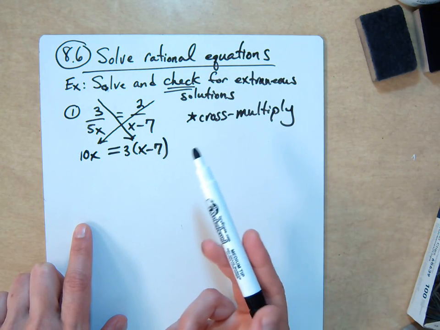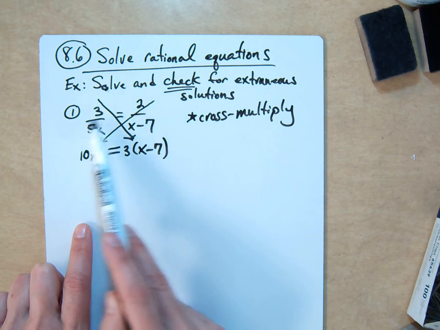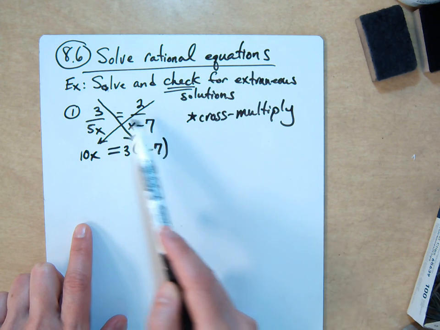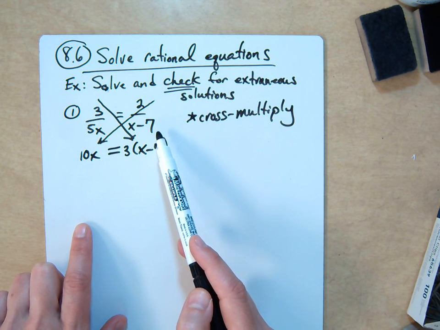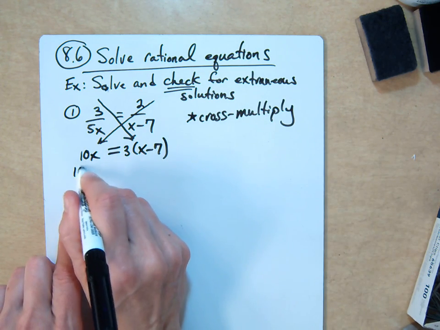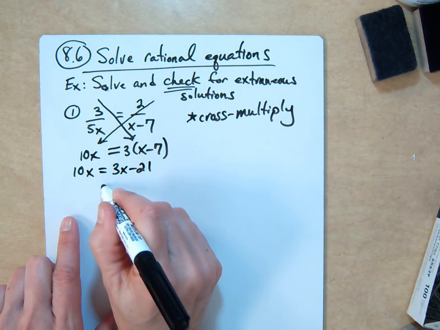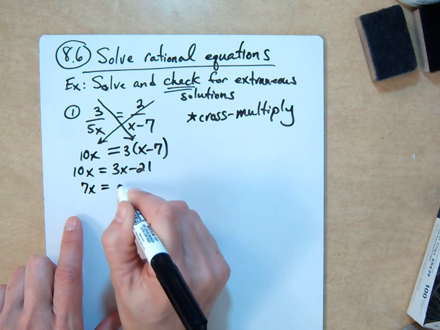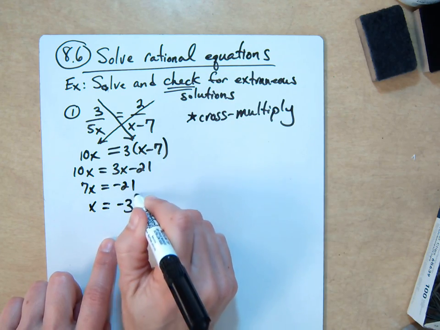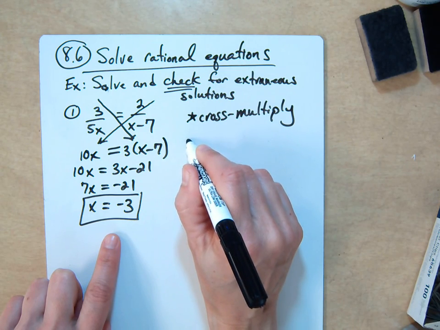The reason that's mathematically okay is that you're getting rid of the denominator. You're multiplying both sides by 5x, and then multiplying both sides by x minus 7, but you're just saving time by doing it all at once. It's mathematically correct. Now we're at Algebra 1 level. We distribute the 3, combine like terms, subtract 3x from each side, and divide by 7. So x equals -3, and that is the answer. It was not one of the excluded solutions, so -3 works.